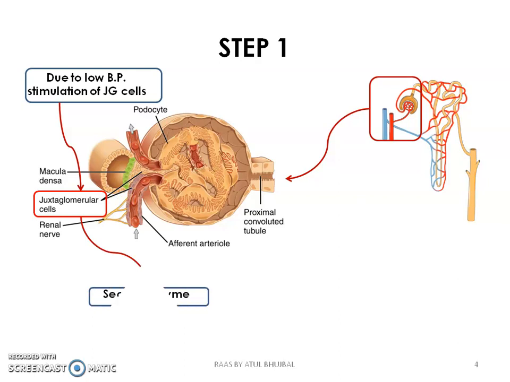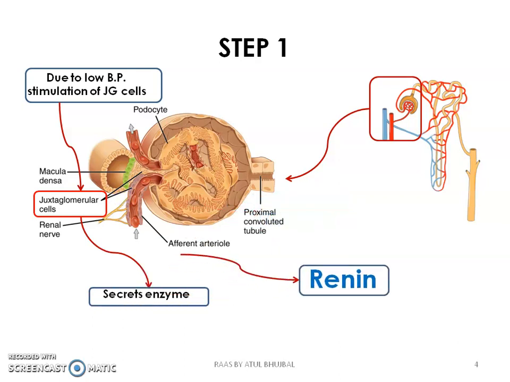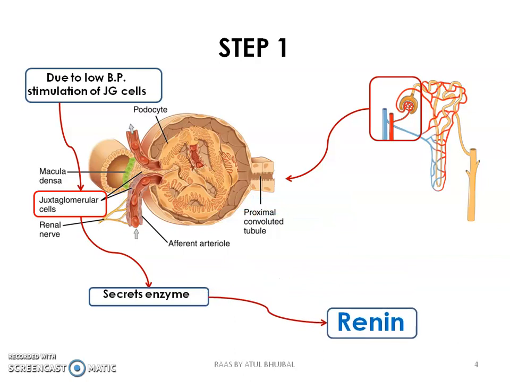What happens after that stimulation? Those cells secrete an enzyme, and the name of that enzyme is renin. It is the first precursor of this renin-angiotensin aldosterone system.